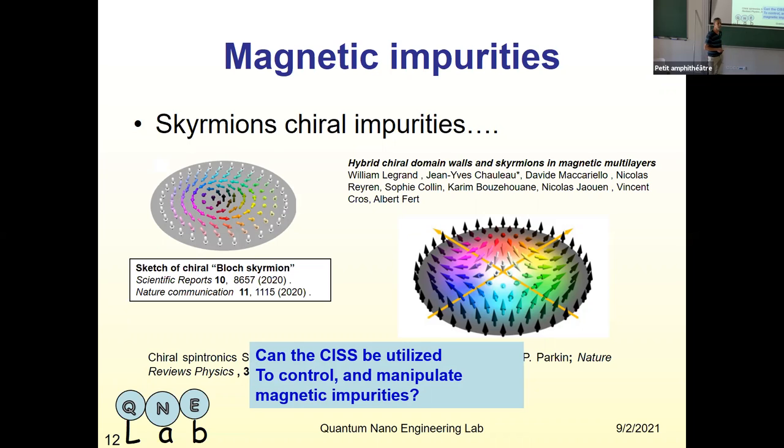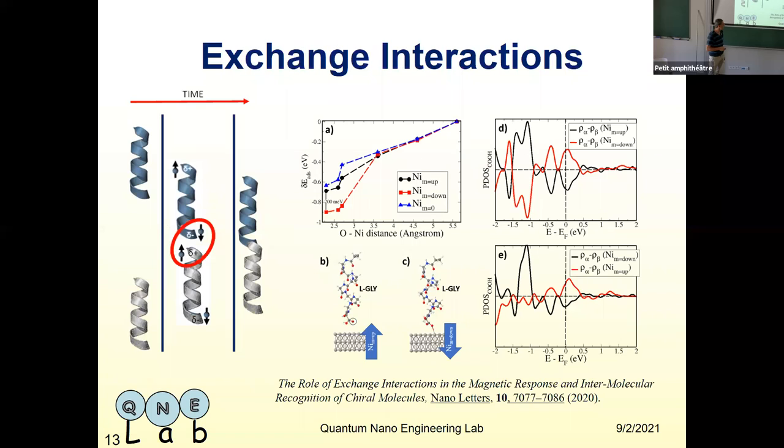Can the chiral induced spin selectivity effect, the efficiency of spin selection through those chiral layers, enable us to control and manipulate magnetic impurities? So this is not a silly question, not because I'm asking it, but because we have several results. I hope I have convinced you, or at least I talked too fast so that you didn't have time to ask questions, that by passing currents through chiral molecules or a chiral potential, we have spin selectivity.